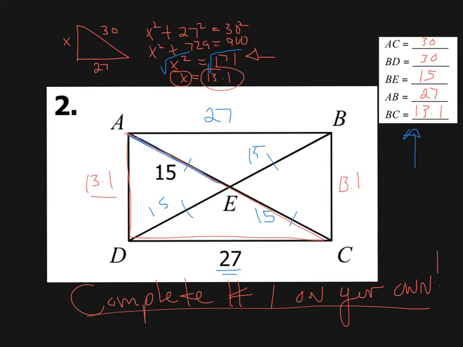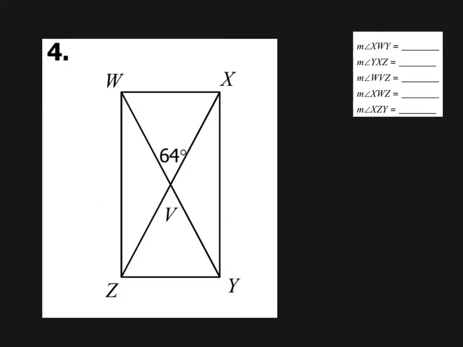Press pause now. Now in this picture, it looks like they're looking for a lot of angle information. Looking at the diagram, they only give me one angle right here, but I know that this is vertical, so that's going to be 64 degrees. And then I know that this angle right here is going to be a linear pair, right? So 180 minus 64 will give me that measurement, and that should be 116 degrees. Notice I put it in both spots because it's vertical.